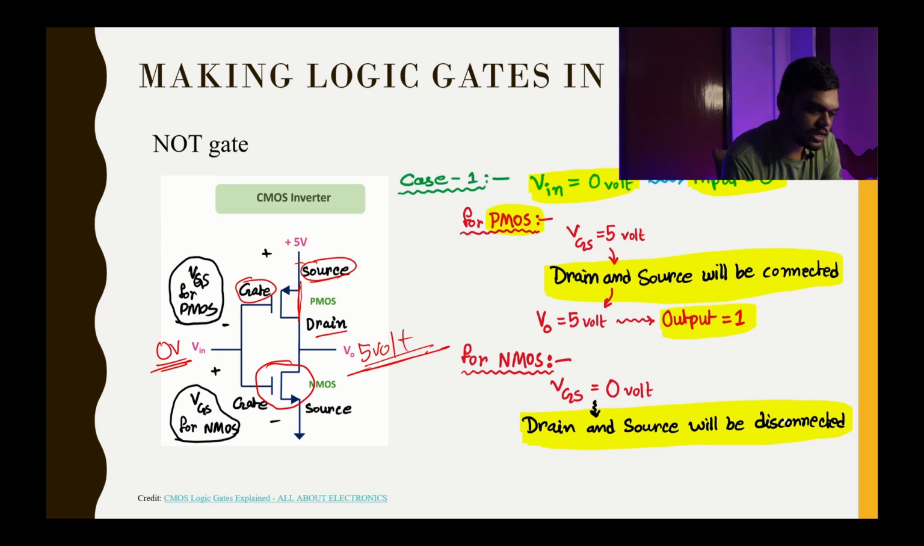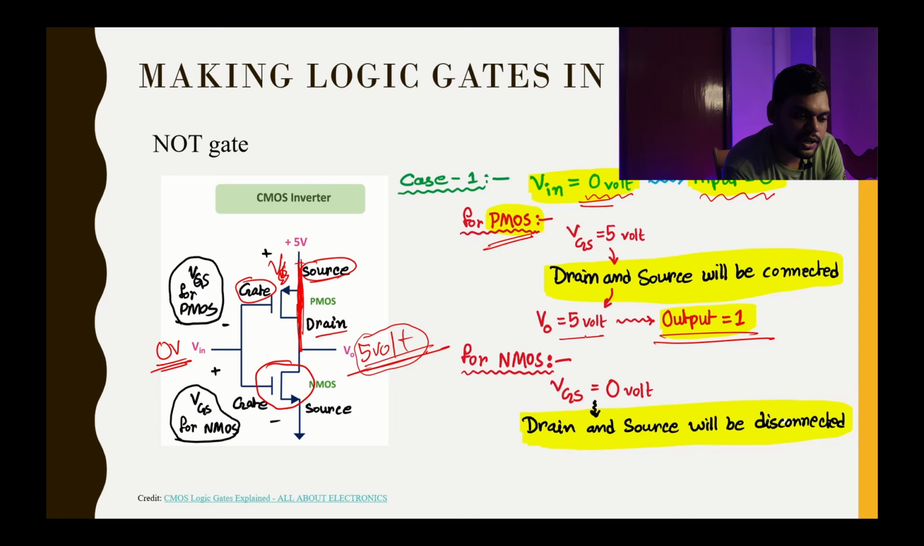As you see, for the PMOS, if we take the input voltage as 0 volt, then the output we get is 1. It is getting connected. At 0 volt input, there is a voltage difference VGS, and due to this voltage difference, the source and drain get connected with each other, and the output becomes 5 volt, which we take as 1.